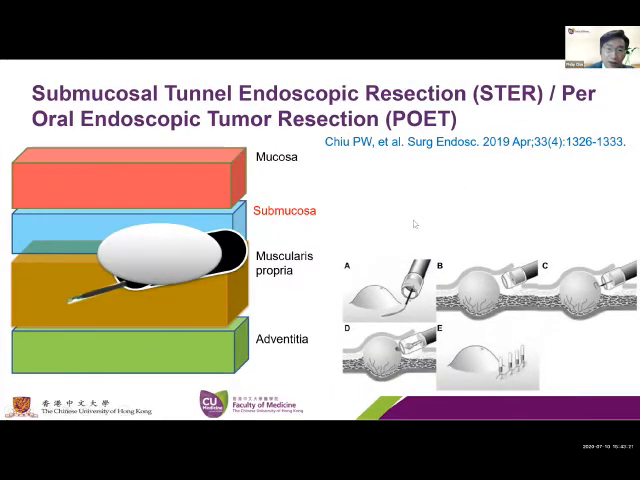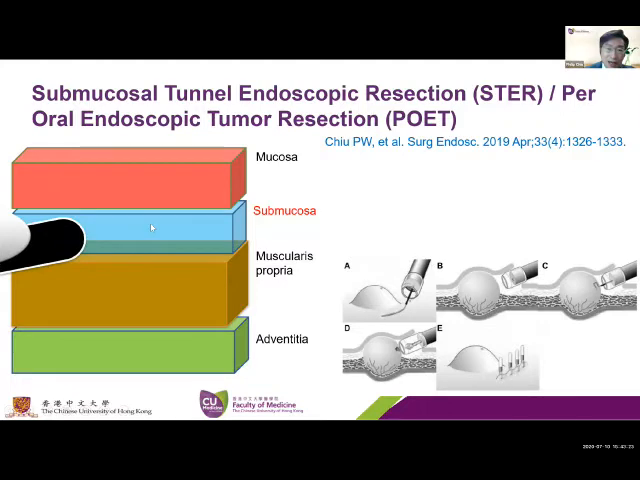So with the concept of the POEM, we can actually pass the scope into the submucosa, and naturally we can encounter this submucosal tumor and treat it by endoscopic resection. This is called submucosal tunnel endoscopic resection, STER, or peroral endoscopic tumor resection, the POET. It follows the same concept: endoscopic incision, afterwards dissection around the tumor, thirdly resecting and taking out the tumor, and fourthly closing the mucosal entrance with clips.